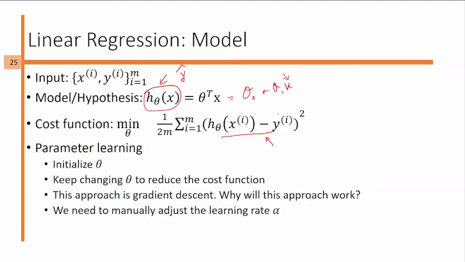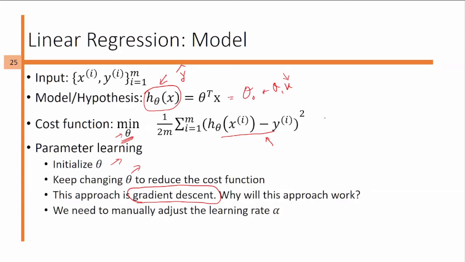So basically what we want to do is learn this theta. We want to find those theta, those learning parameters, which will minimize this cost function for this particular hypothesis. The way we do it is we initialize theta to some random values, maybe 0, and then you keep on changing theta at each iteration to reduce the cost function. This approach is known as gradient descent.